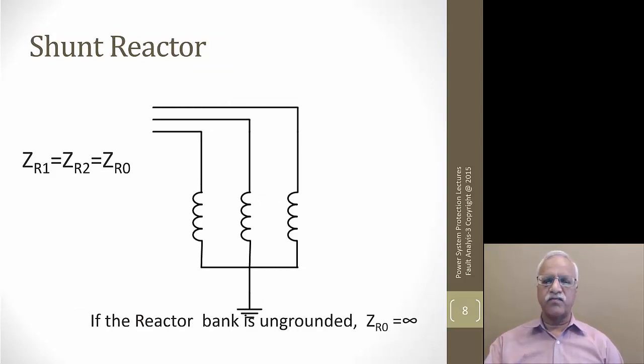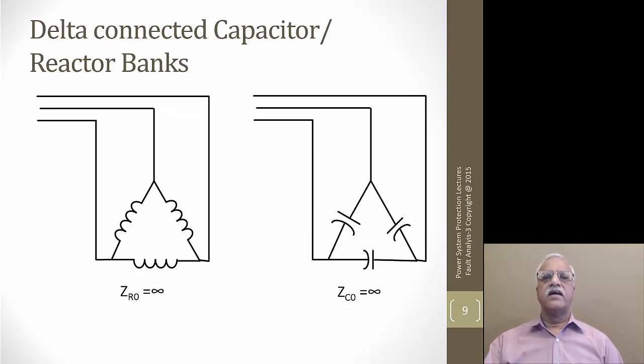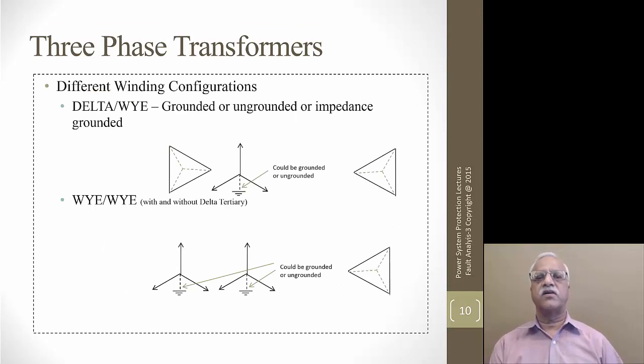The same thing holds for the shunt reactors, right? Now, if it is delta connected, it doesn't have a ground path, so you don't get the zero sequence. What does it tell you? Zero sequence is always there whenever there is a path to the ground. Okay, that is what it comes out to.